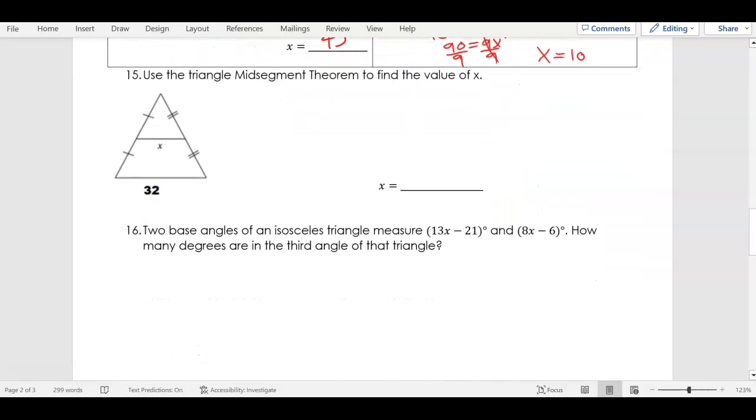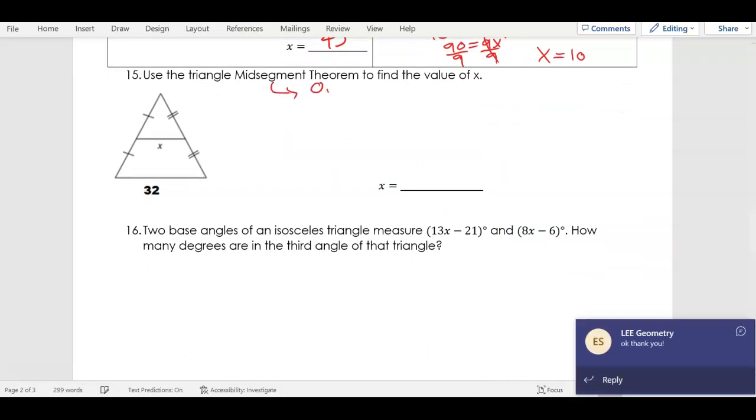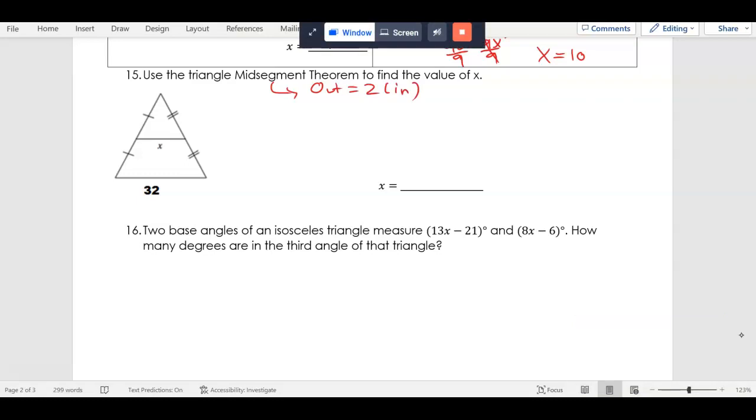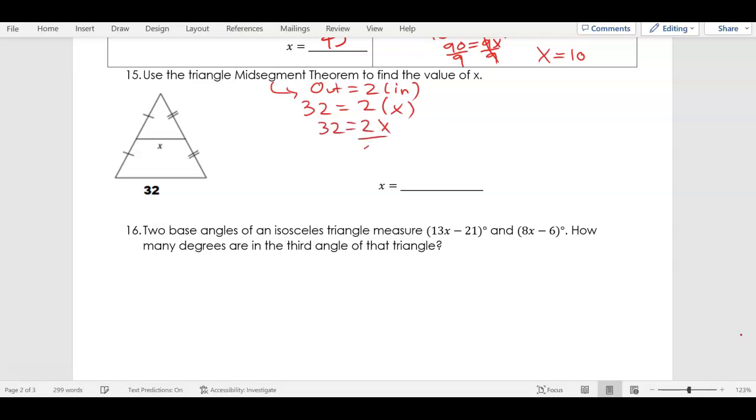15, mid-segment theorem. Remember that the mid-segment theorem says that the outside equals 2 times the inside. So the outside is 32, and that equals 2 times the inside mid-segment, which is x. So 32 equals 2 times x, or 2x. Divide by 2, and we get 16. So half of 32, basically. Okay.